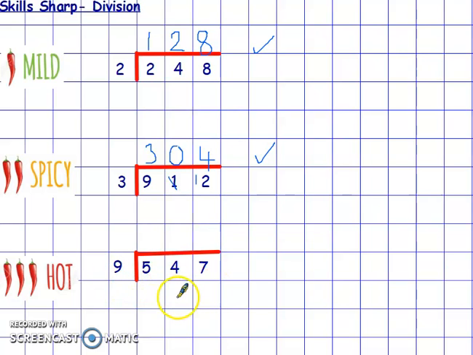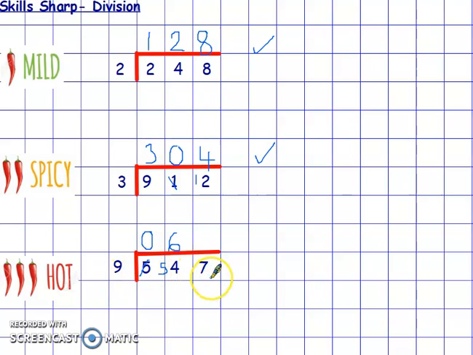547 divided by 9. How many 9's go into 5? We can't do that because 5 is smaller than 9. So we take the 5 over to the 4. How many 9's go into 54? Let's count up in 9's. 9, 18, 27, 36, 45, 54. 6 9's go into 54 and there's no remainder.